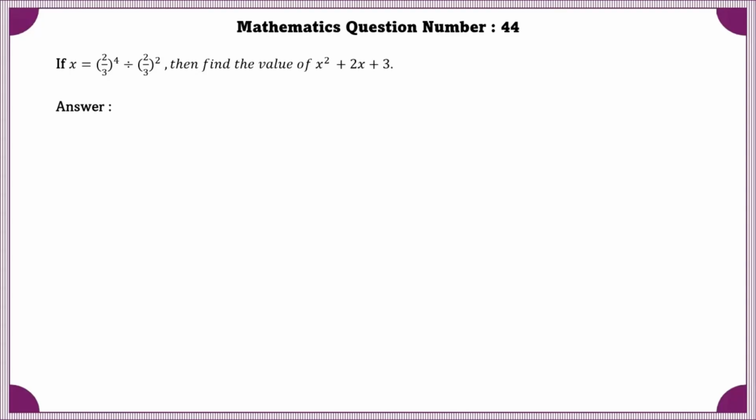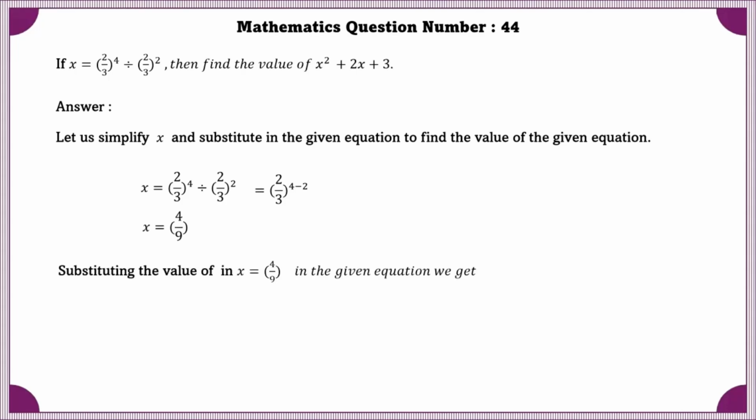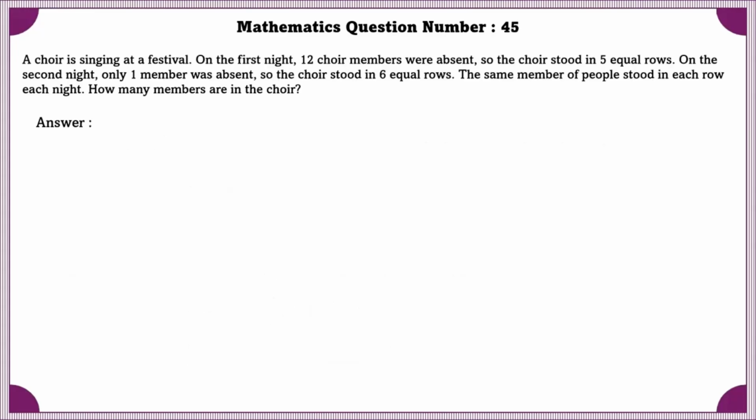Mathematics question number 44. If x is equal to (2/3)^4 divided by (2/3)^2, then find the value of x square plus 2x plus 3. Let us simplify x and substitute in the given equation to find the value of the given equation. x is equal to 4 by 9. Substituting the value of x as 4 by 9 in the given equation, we get this. And simplifying this equation, we will get 331 by 81.